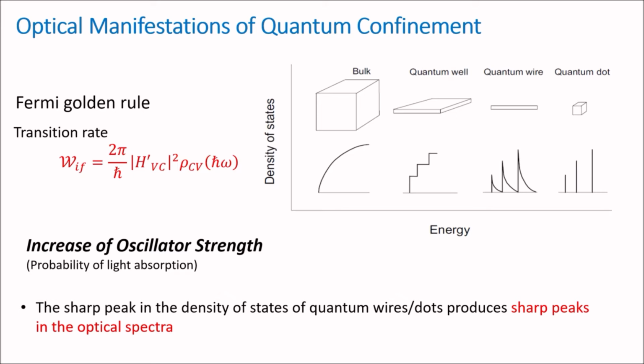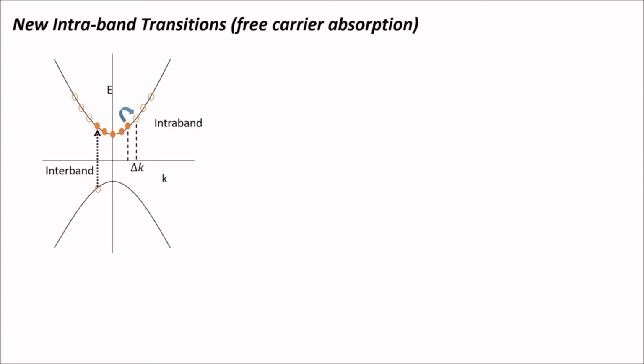The sharp peaks in the density of states of quantum wires or quantum dots mean the availability of a huge density of states near the band gap of the material and hence an increase of the oscillator strength. So quantum wires and quantum dots can produce sharp peaks in the optical spectra and hence an improved optical efficiency as compared to their two-dimensional and three-dimensional counterparts. While transitions happening between conduction and valence bands are called interband transitions, those happening within a band are called intraband transitions, as shown schematically in this figure.